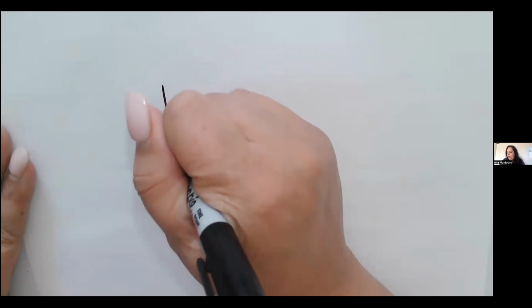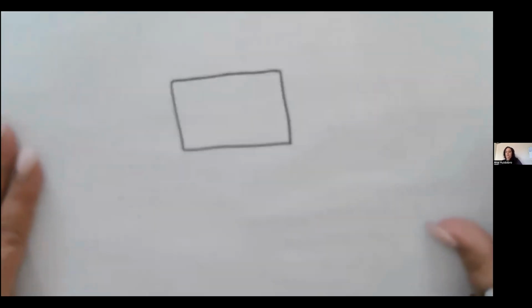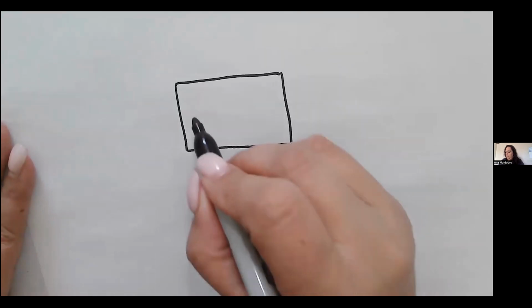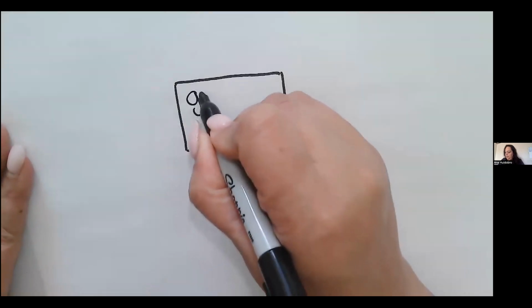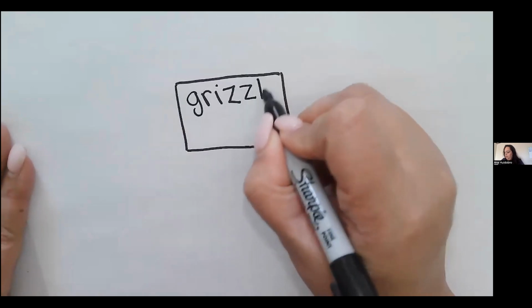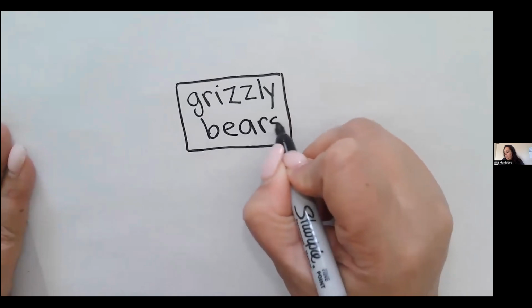So here we go. I'm so glad you're here. The first thing I want you to do is make a rectangle. Make a rectangle. Perfect. And in the middle of the rectangle, I want you to write grizzly bears. Grizzly bears. Perfect.